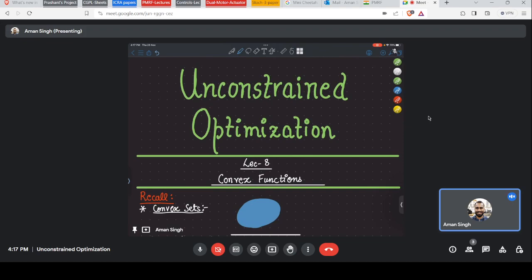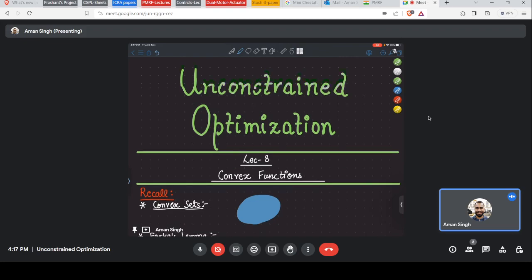Today we are going to look at convex functions. In the last few lectures we discussed convex sets, and we'll now move on to convex functions and also define what convex programming problems are, and why they are useful to us in this optimization theory. So before moving ahead, let's recall what we studied in the last few lectures.